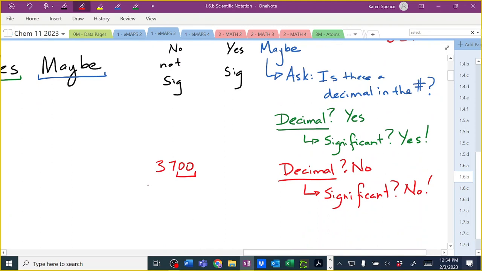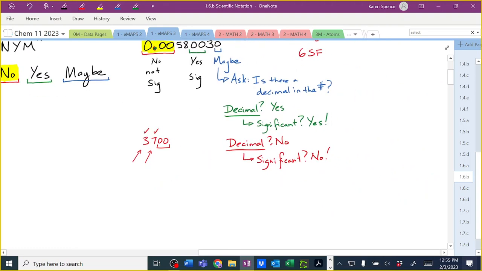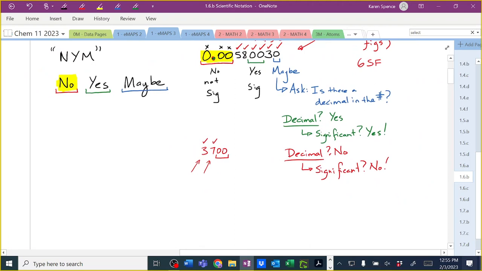In this number here, these are non-zero digits. 3 is not a 0, 7 is not a 0, so the 3 is significant, the 0 is, the 7 is significant. Zeros on the right, remember it's no. What's in the middle? Yes. And what's on the right? Maybe. So we are on a maybe. Yes, these ones are maybe.